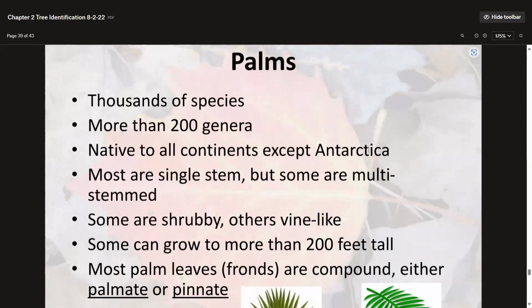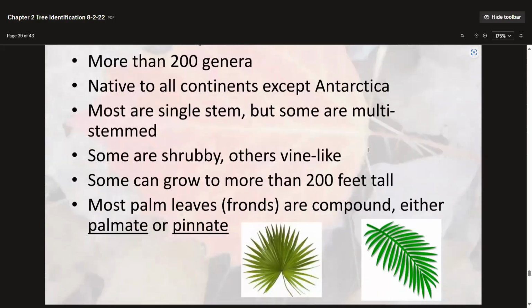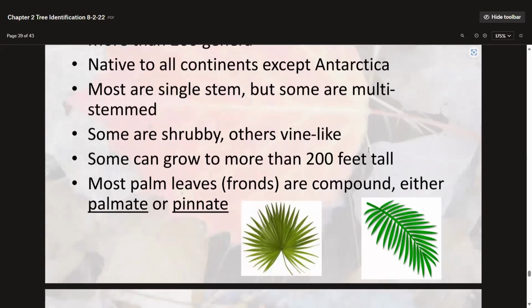Most are single stem, but some are multi-stem, right? Some are shrubby, others are kind of vine-like, and some can grow to 200 feet tall or more. Most palm leaves or fronds are compound, and they're either palmate, like we talked about, or pinnate.